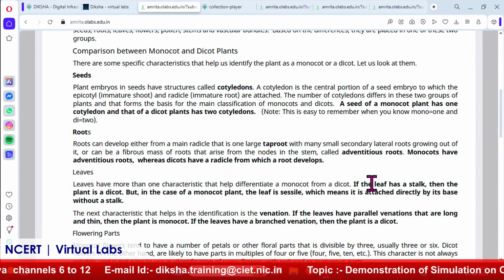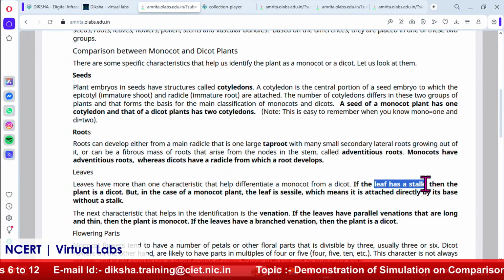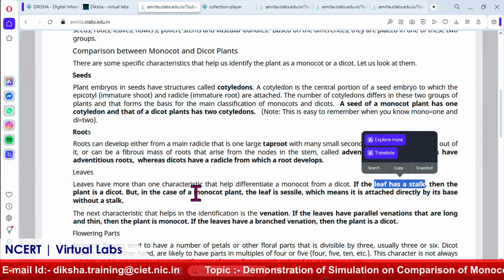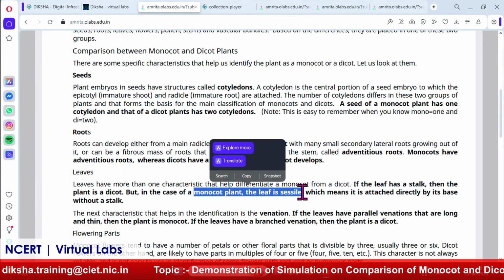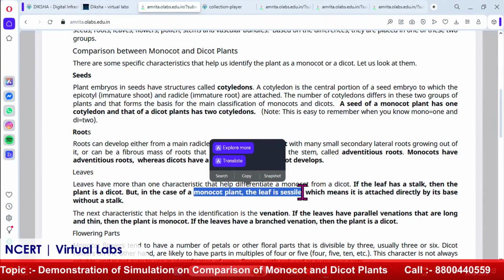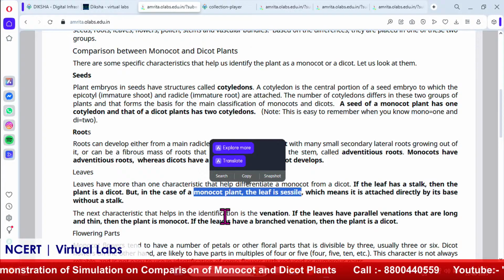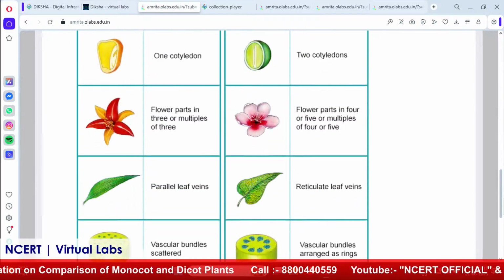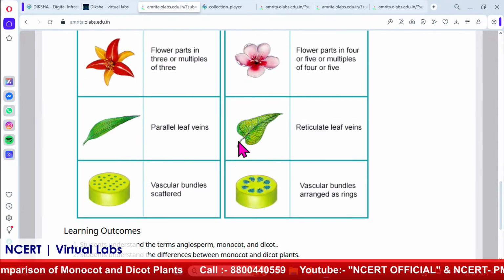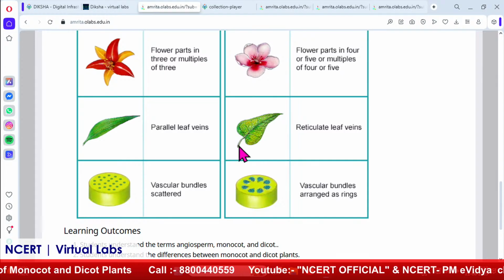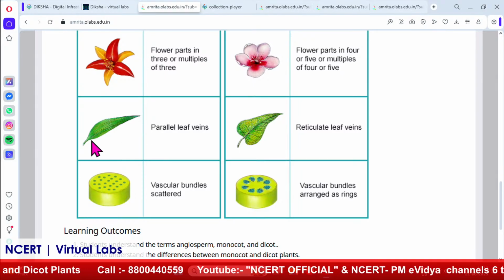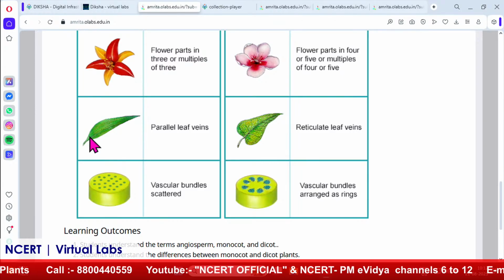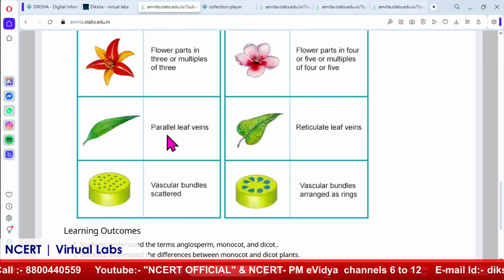First of all, in case of dicots, the leaf has a stalk, but in case of monocots, the leaf does not have a stalk. So leaves are sessile, they are directly connected with the center point from where they are arising. There is no stalk in between. Here you can see there is a stalk in case of dicots, but in case of monocots, this is part of the leaf only. So in case of monocots, you do not have a stalk. This is how they are different.